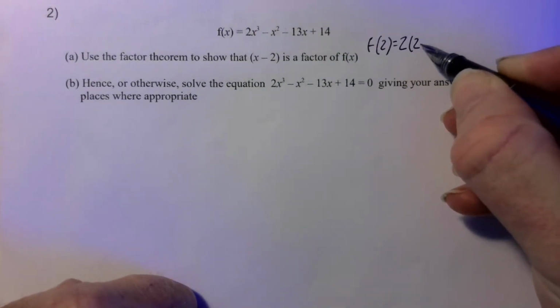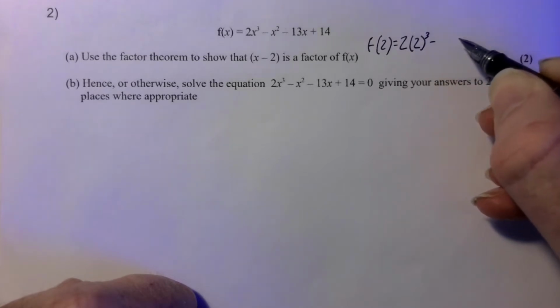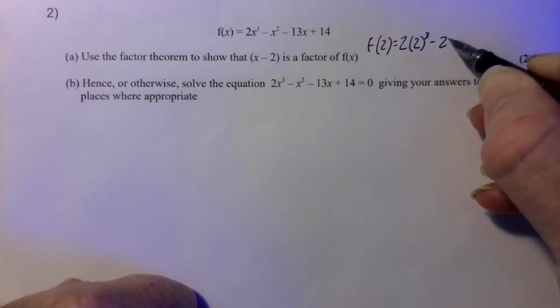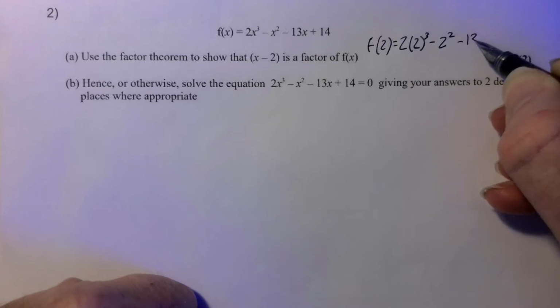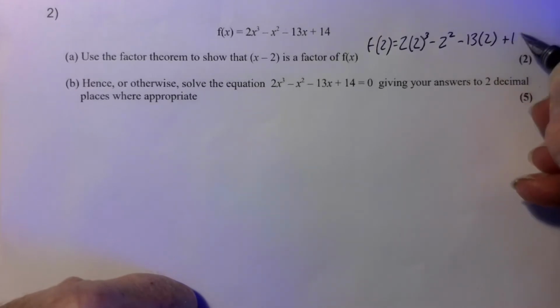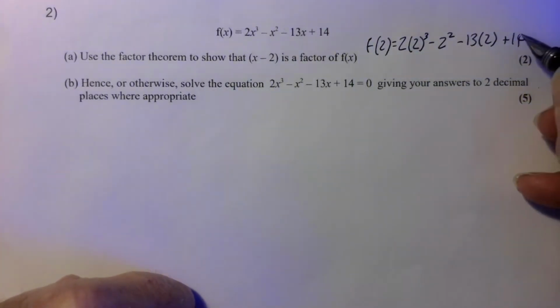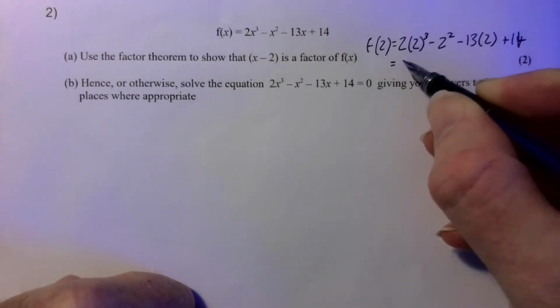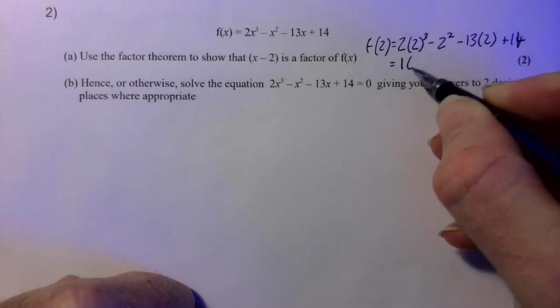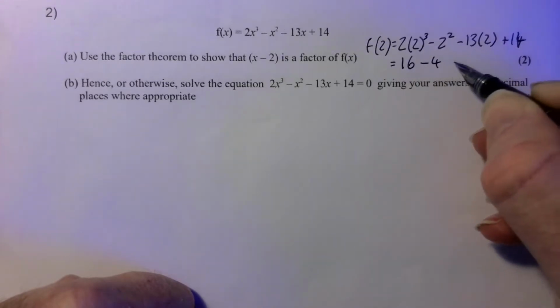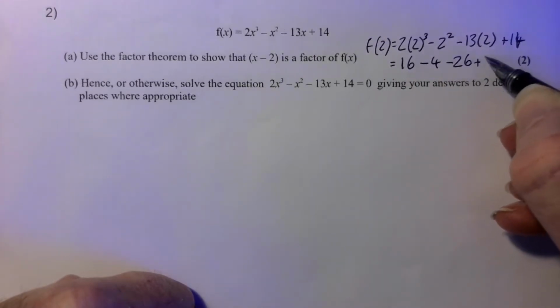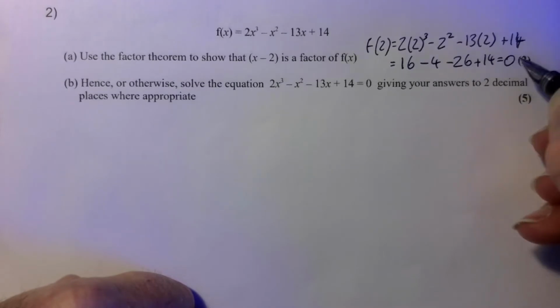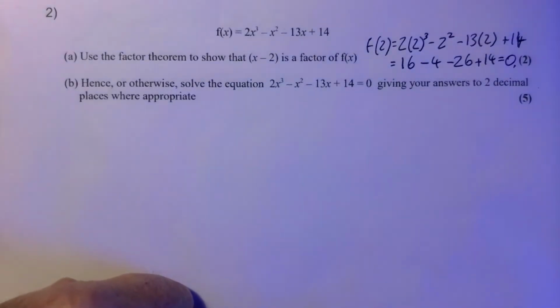So I'm just going to write this as 2 times 2 cubed minus 2 squared, take 13 times 2 plus 14. And then we should really show a bit more of what we're doing. So 2 times 8 is 16. Take 4, take 26 plus 14. And then you just need to say, yeah, that does equal 0.